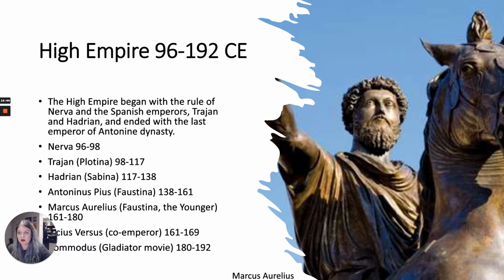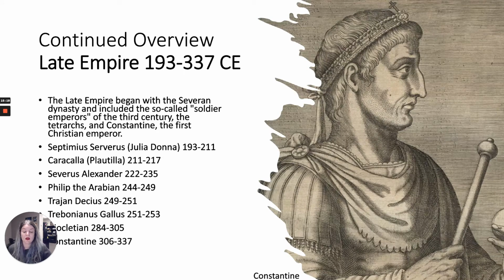And then this ends with the last emperor of the Antonine dynasty. So we have Nerva, we have Trajan, Trajan and Plotina. We have Hadrian and Sabina. We have Antoninus Pius and Faustina. Marcus Aurelius, who's quite famous, with his wife Faustina the Younger. Lucius Verus, who was a co-emperor with Commodus, who is the emperor in the Gladiator movie with Russell Crowe, which is quite old now, so I don't know if that's still a relevant connection.